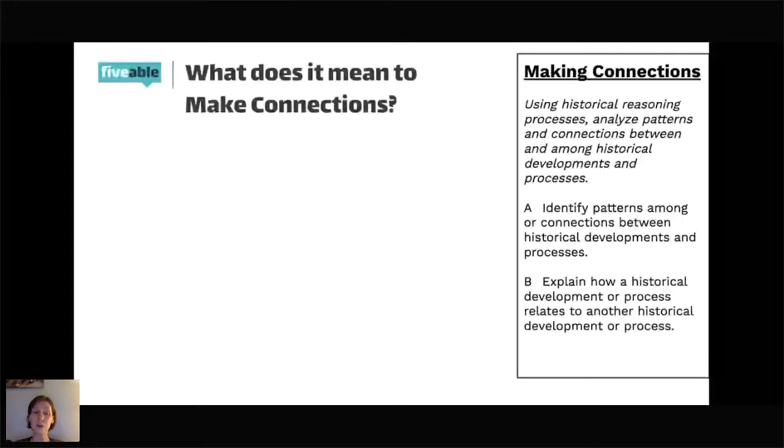But the skill that we're looking at today is making connections. And it's a really big skill, and it's a really important skill for AP World History.